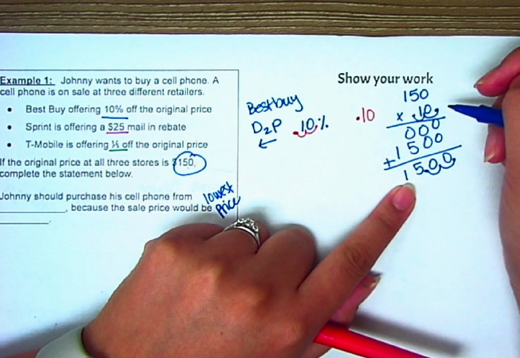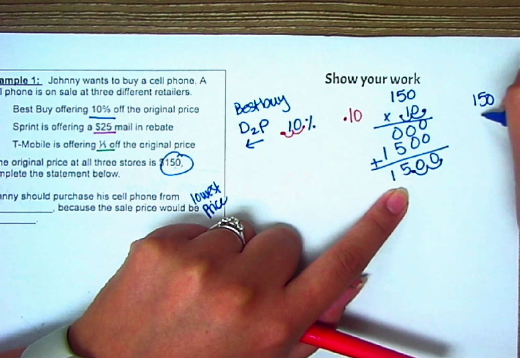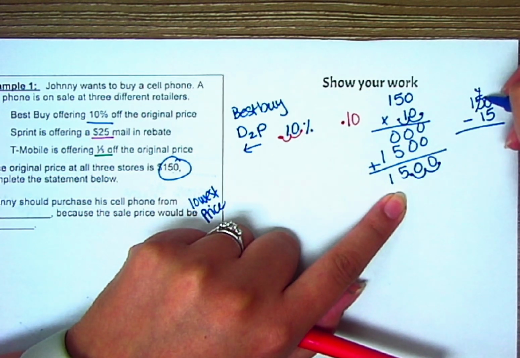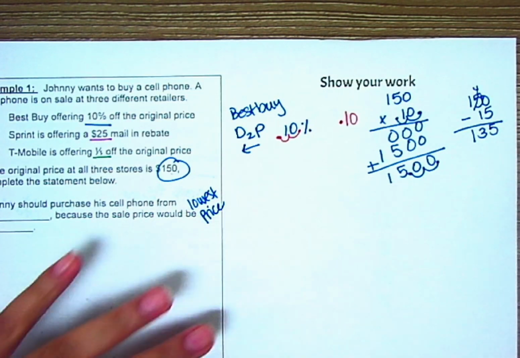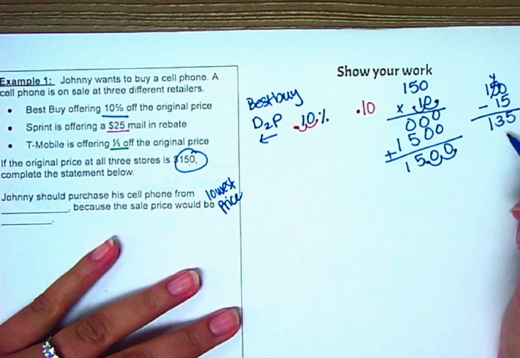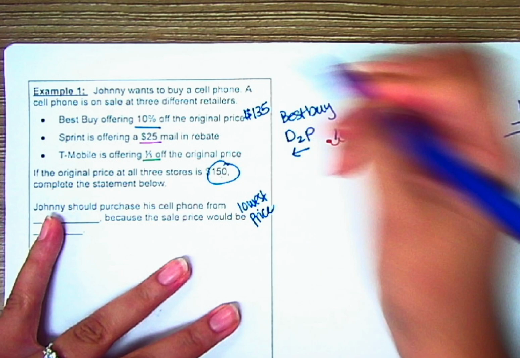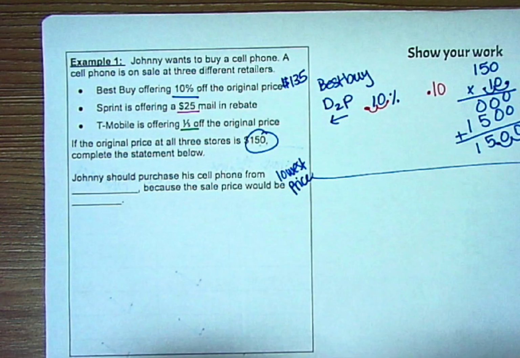Now, in order to find how much it is now, I have to subtract the original price minus that discount. So we cannot take away, we have to borrow. 10 minus 5 is 5, 4 minus 1 is 3, and bring down that one. So the discounted price for Best Buy is $135. So let's draw a line, and let's do the next one.